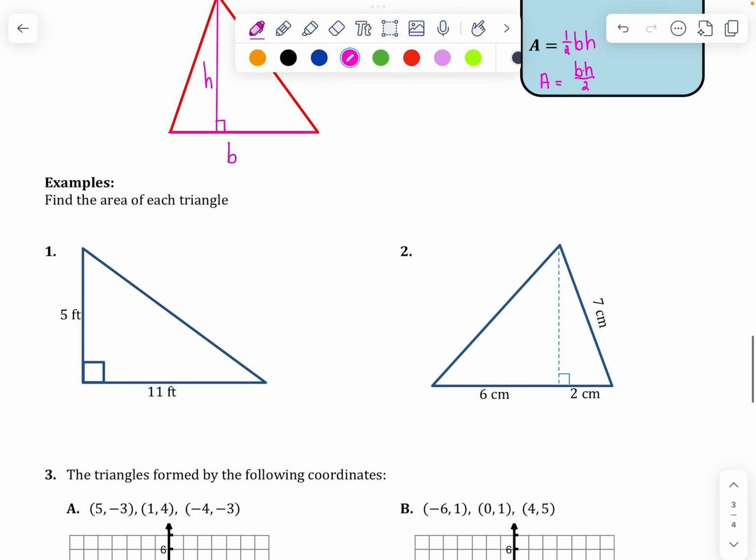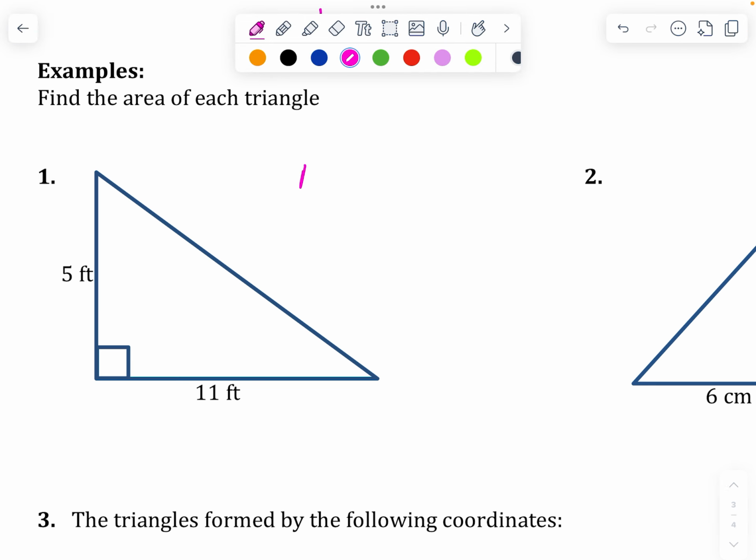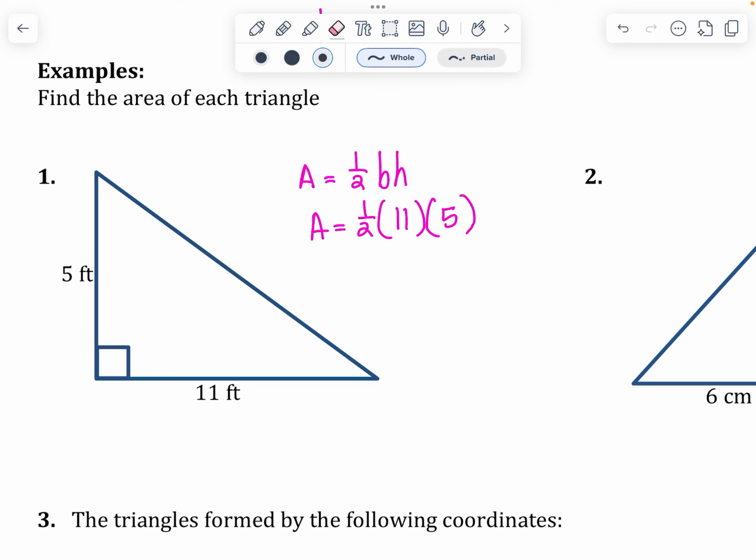All right, let's find some areas of triangles. For a triangle, area equals 1/2 base times height. Area equals 1/2 times base times height. All right, so I need my base, which is 11. I need my height, which is 5. Now you might be saying, like, what? How'd you know that? I see a horizontal and a vertical line. Horizontal line, vertical line, they're perpendicular. That's your base and your height.